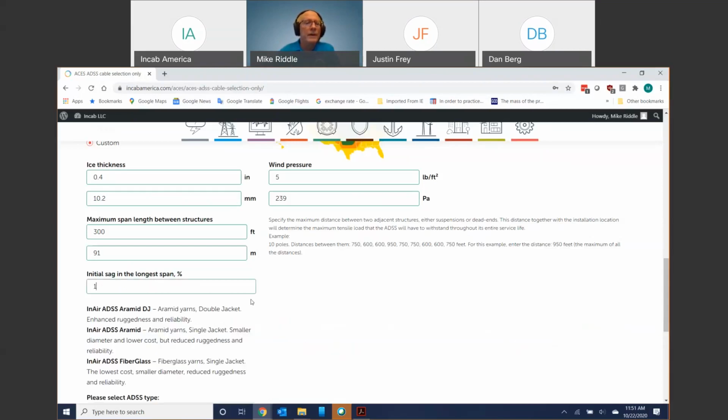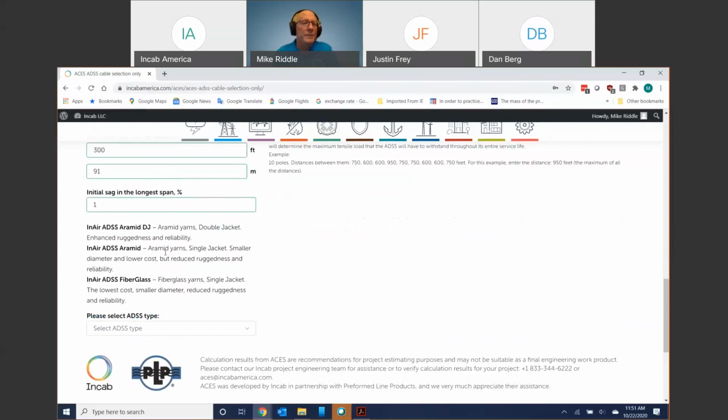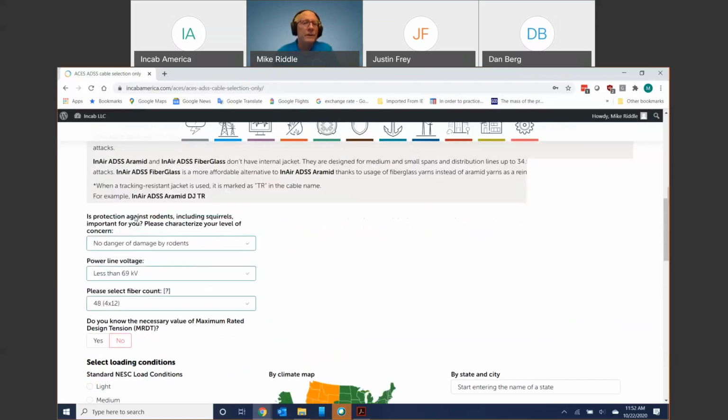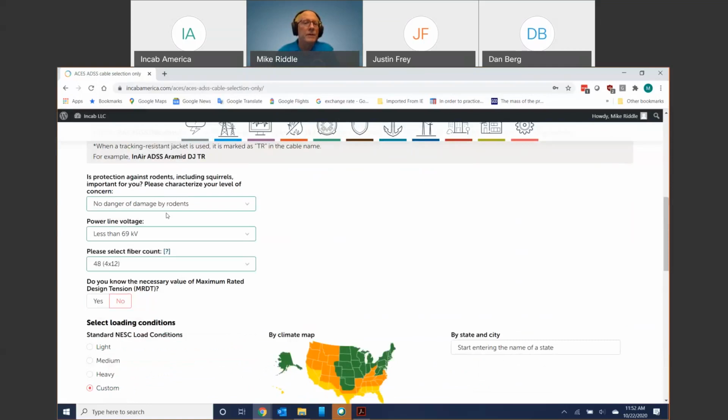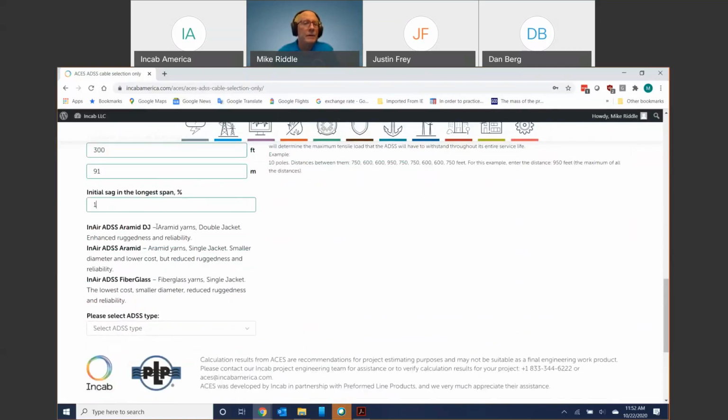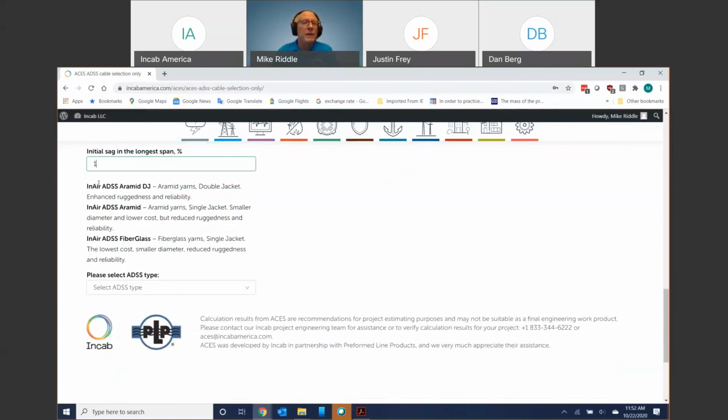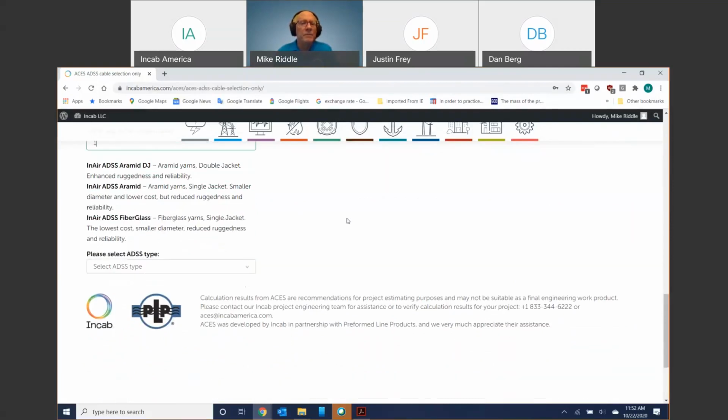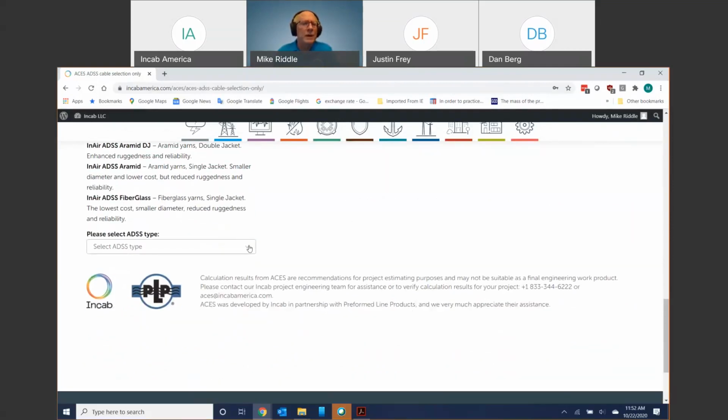And then you get what your design options are, back to the information that's up here. So it's telling you you can use an aramid single jacket, you can use a double jacket, or you can go with fiberglass if you want to, and it's explaining the pros and cons of each type. For a distribution application, the aramid single jacket is probably the most common, so let's just stick with that.